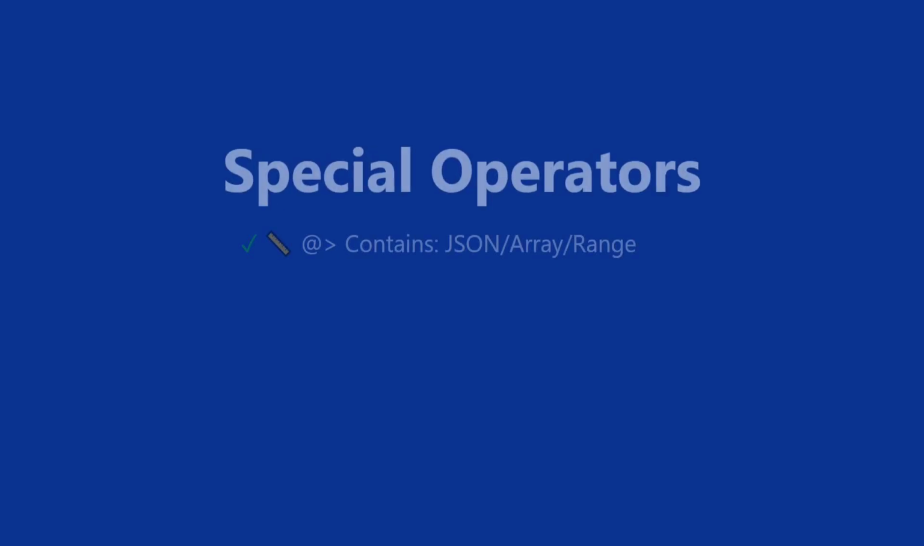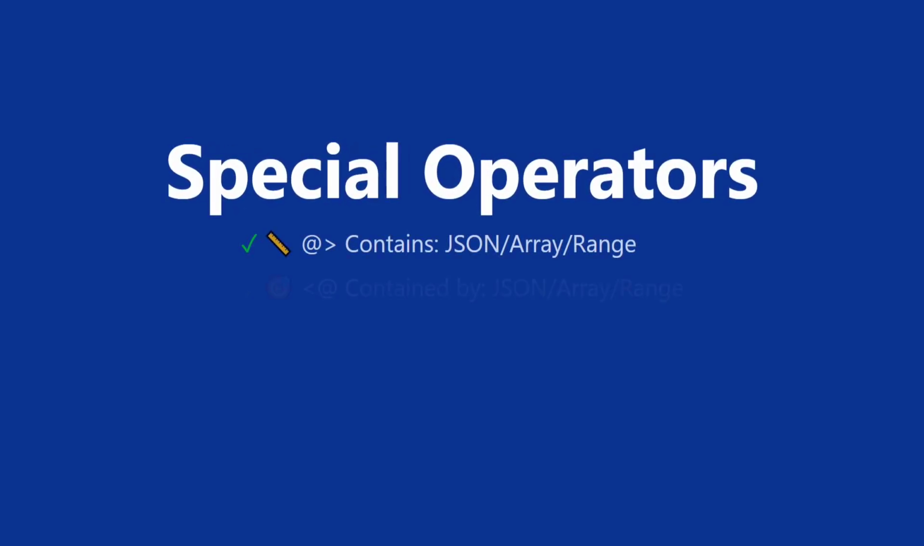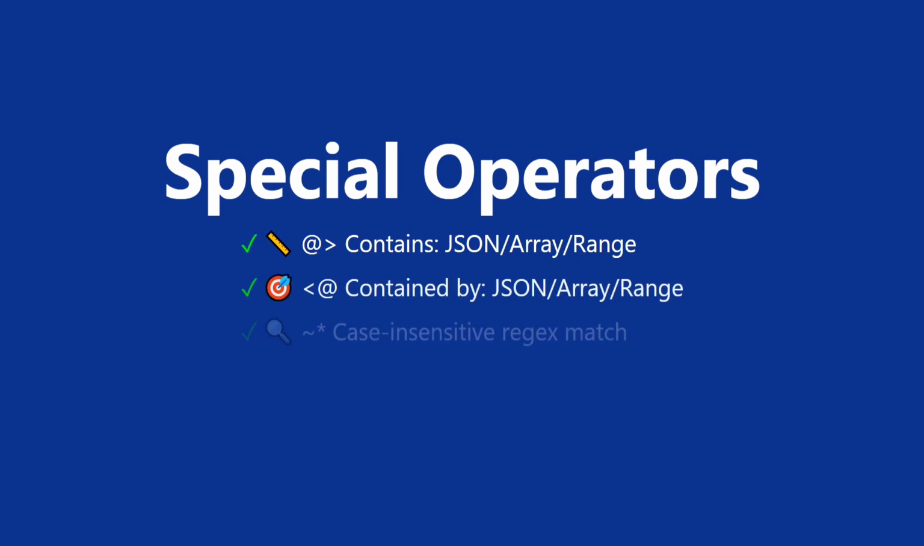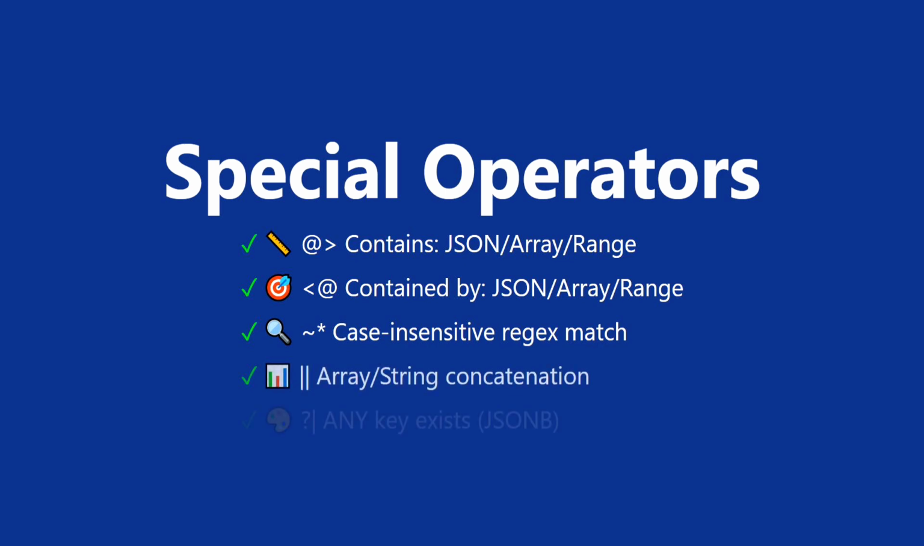Moving on to some special operators. The contains operator checks if one array, JSON object, or range contains another. The contained by operator reverses this check. These are invaluable when working with complex data types.